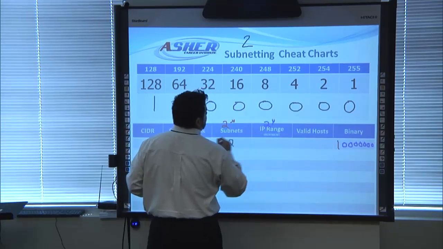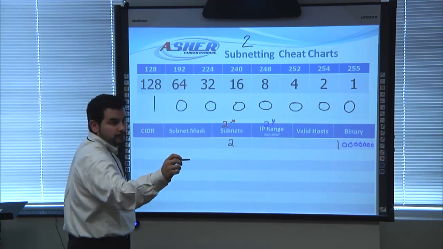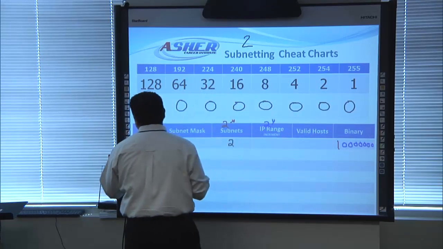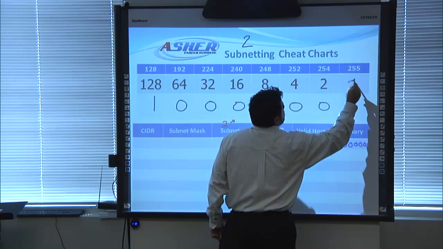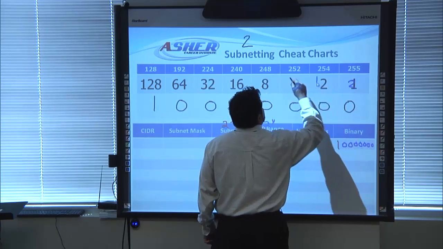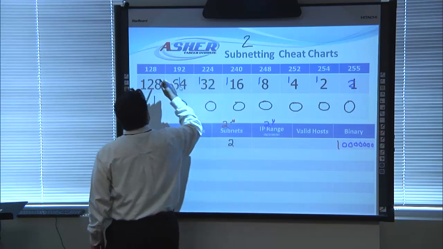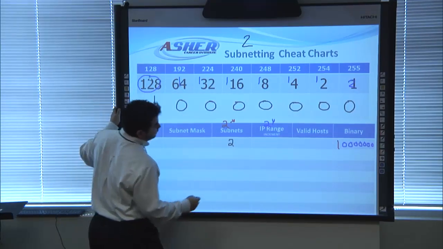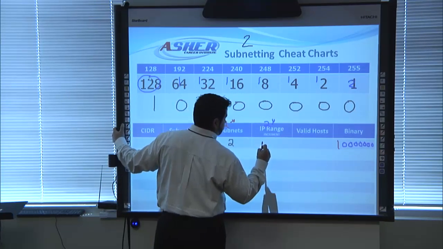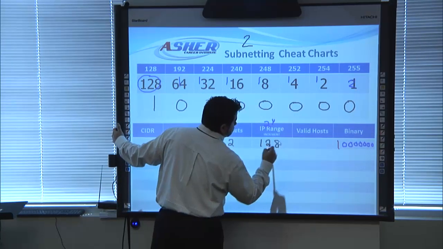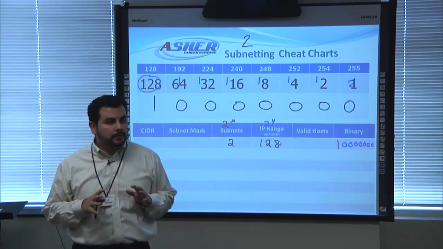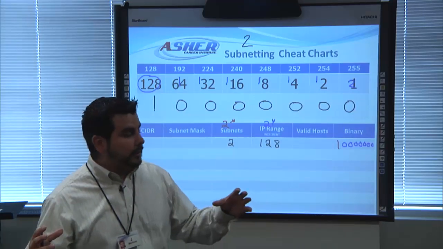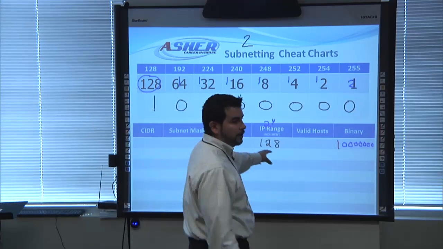Now, how big would our range be? 2 to the power of y. Y equals what? Y equals 7. 1, 2, 3, 4, 5, 6, 7. I'm going to show you a quick trick here. 2 to the power of 1, 2, 3, 4, 5, 6, 7. Okay? So it's 128. So what is 128? That is our block, our increment, right? Our range.